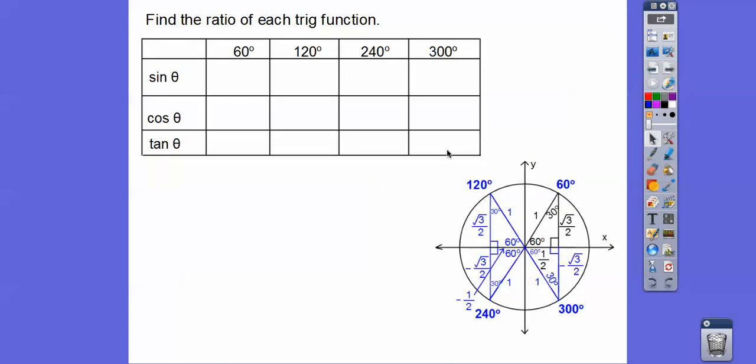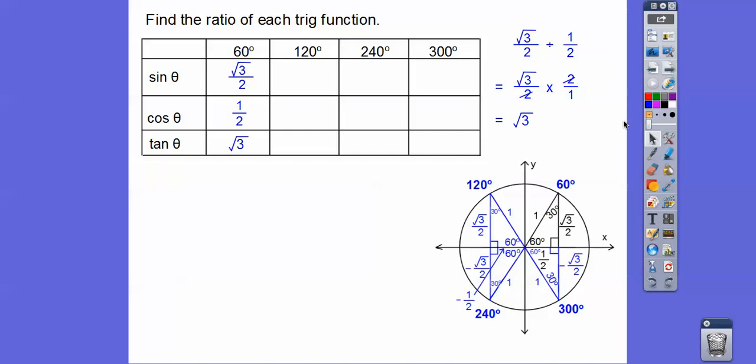So the sine of 60 is going to be opposite over hypotenuse, root 3 over 2 over 1. Okay, the cosine of 60 is adjacent over hypotenuse, 1/2 over 1. The tangent is opposite over adjacent. So root 3 over 2 over 1/2 is root 3 over 2 divided by 1/2. And so we invert and multiply, and then that just gets us root 3.